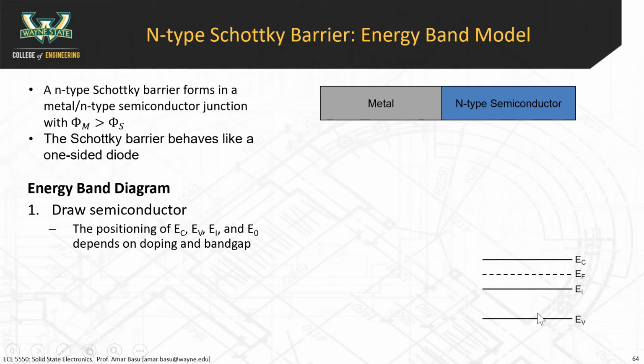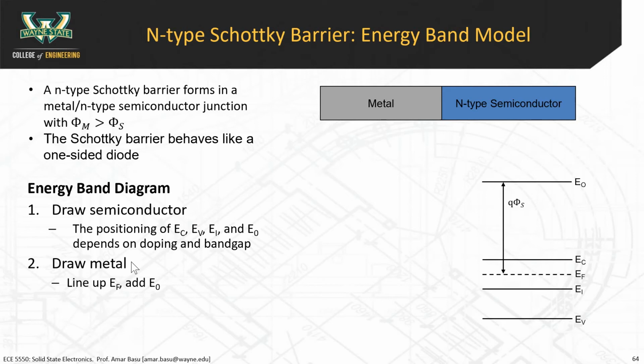But now the difference is you have a metal on the other side. So, okay, let's draw in this E0 as well. We didn't add this to the band diagrams before. We're going to add them now because that E0 is important for figuring out how this material interacts with the metal. Okay. So the next part is you draw the metal.